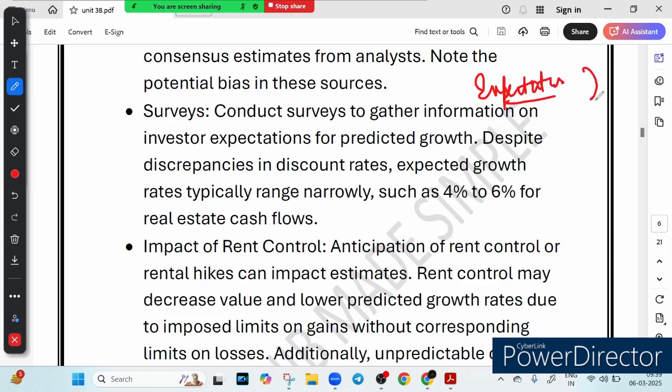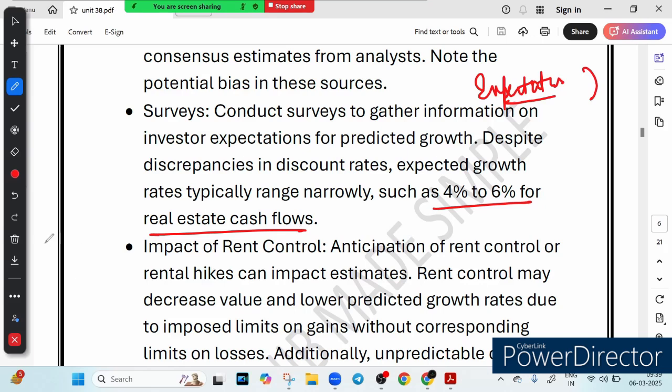So why is this useful? Investors often have a realistic view of the expected growth, right? Even though they may have different discount rates, their growth estimates usually fall within a narrow range, which is just 4 to 6% for real estate cash flow. The challenge is that a survey depends on who you ask. Different investors may have different risk perception, leading to varied responses, right? So this is another point, which is called survey.